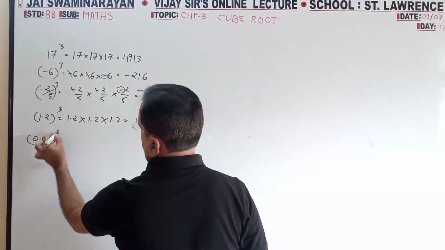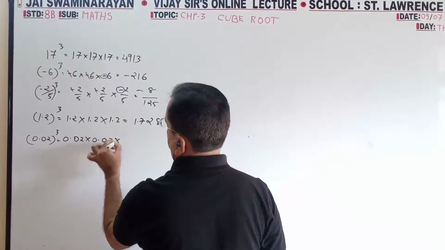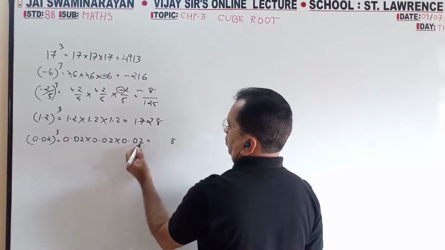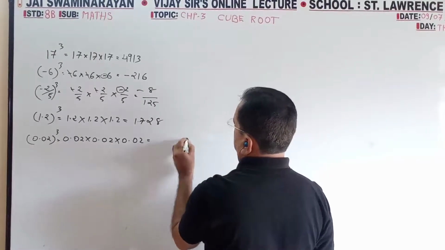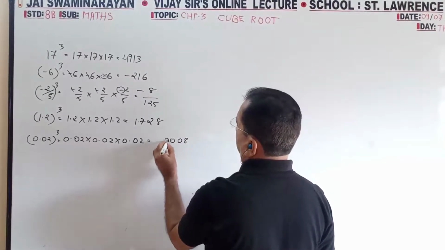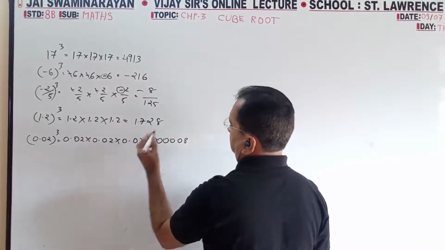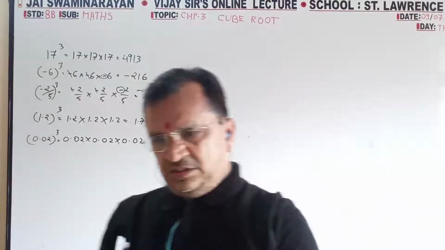0.02 cube. 0.02, 0.02, 0.02, 2 to the 4 to the 8, 1, 2, 3, 4, 5, 6. So 6 decimal places, point 0, 0, 0.